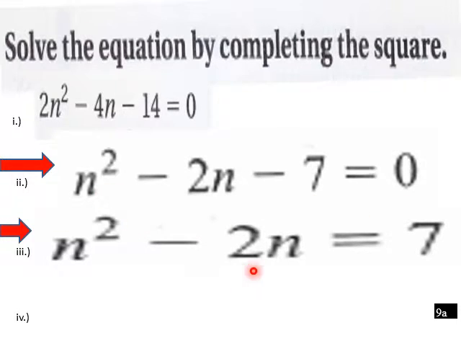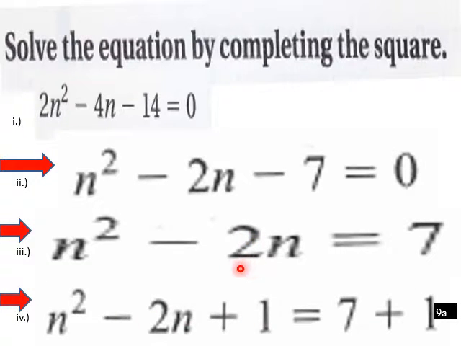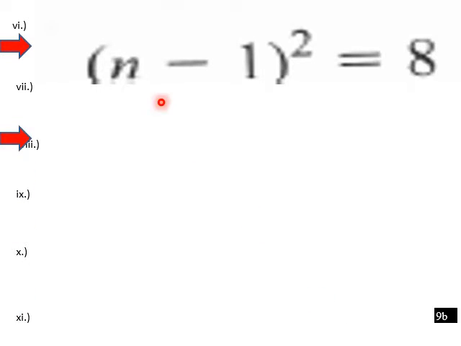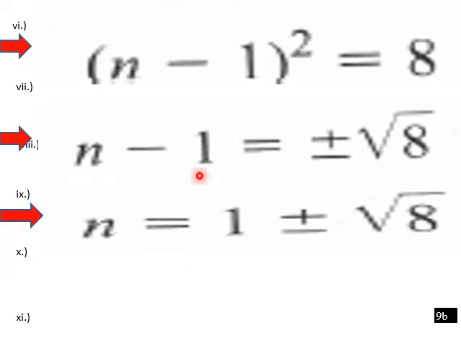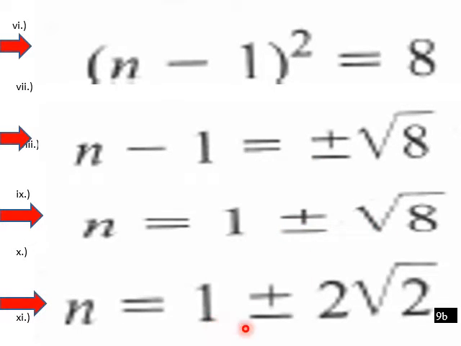We have this situation here ready to halve it and square it. So 1/2 of 2 is 1. We square it. We add it to both sides. We get n squared minus 2n plus 1. We have a perfect square trinomial here. Plus 1 equals 8 on that side. n minus 1 squared equals 8. Take the radical of both sides. n minus 1 equals plus or minus the square root of 8. We move over our 1. n equals 1 plus or minus radical 8. So n equals 1 plus or minus 2 times radical 2 as our solution.